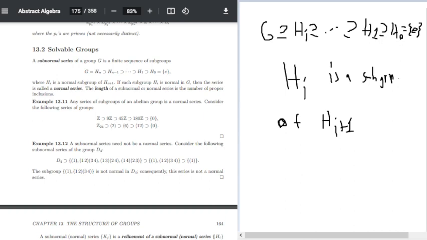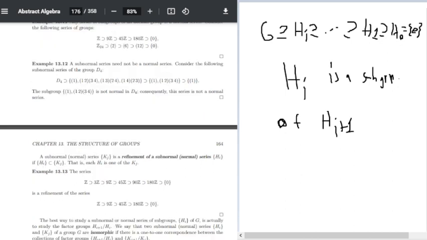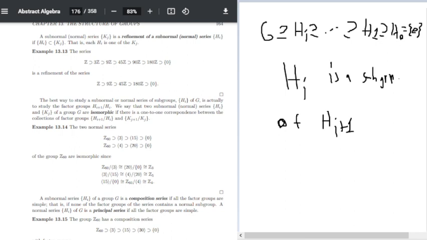Example 13.12. A subnormal series need not be a normal series. Consider the following subnormal series of the group D4. D4 is a superset of the subgroup {(1), (1 2 3 4), (1 3)(2 4), (1 4 3 2)}, which is a superset of {(1), (1 3)(2 4)}, which is a superset of (1). The subgroup {(1), (1 3)(2 4)} is not normal in D4. Consequently, this series is not a normal series. A subnormal or normal series is called a refinement of the subnormal or normal series H sub i if every single H sub i is one of the K sub j. So we have this series. I'm going to go in reverse order from what the text says.